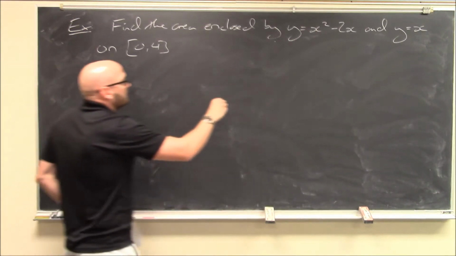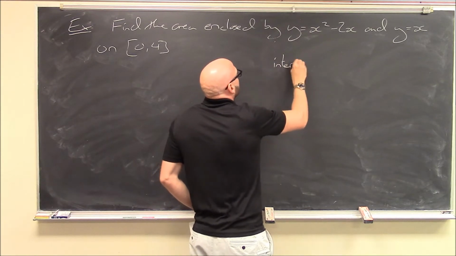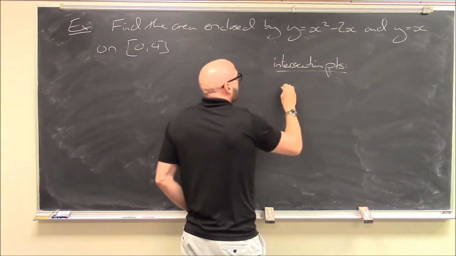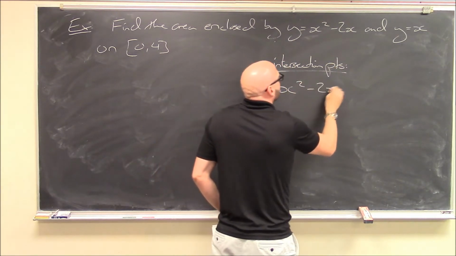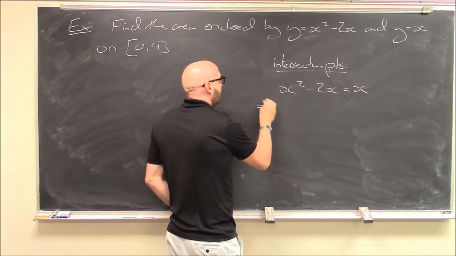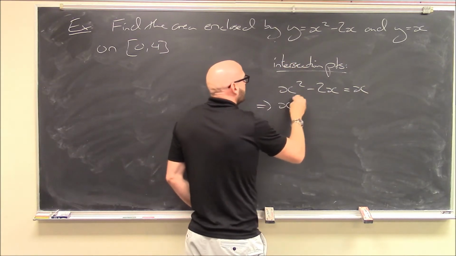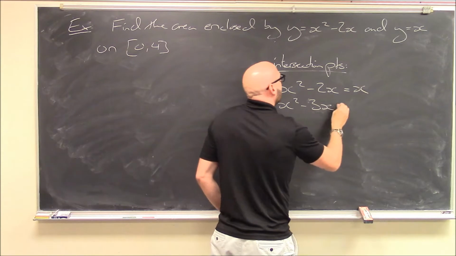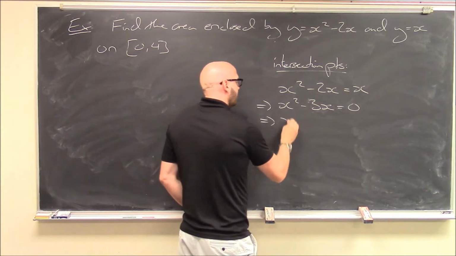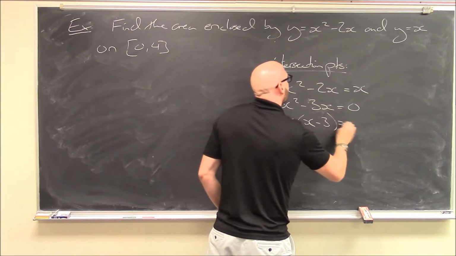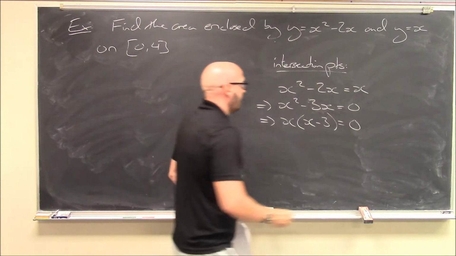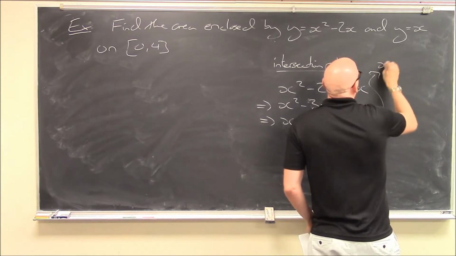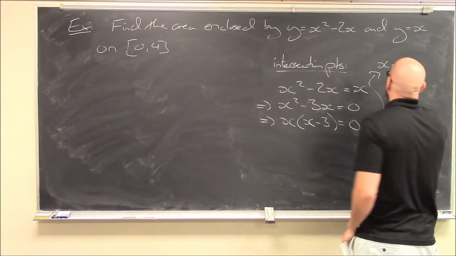So, first things first, I think I need intersection points again. Let's figure out where these two functions intersect. So we're going to set them equal to each other. One is x squared minus 2x equal x. Well, subtract x from both sides. That means x squared minus 3x is equal to 0. That means x times x minus 3 equals 0. So we have two intersection points. x equals 0. Or x minus 3 is 0, so x is positive 3.